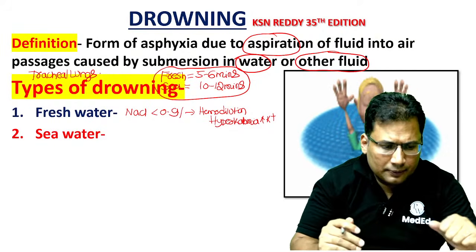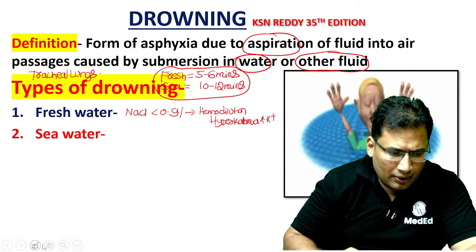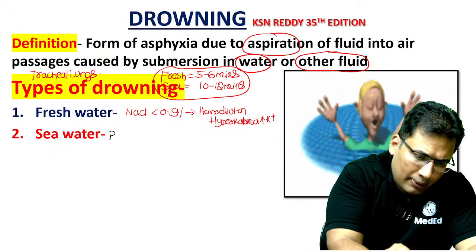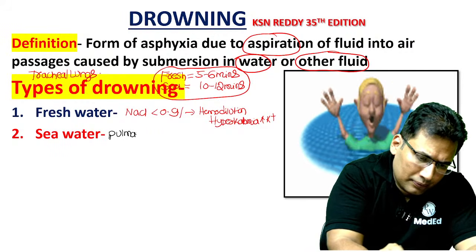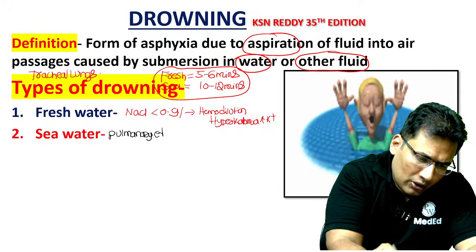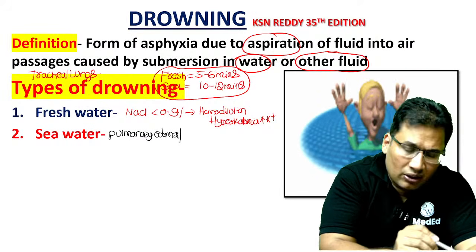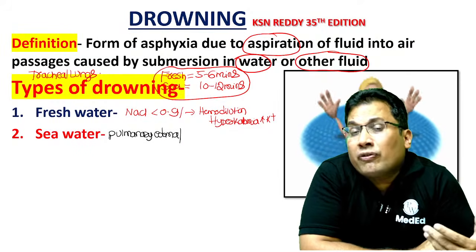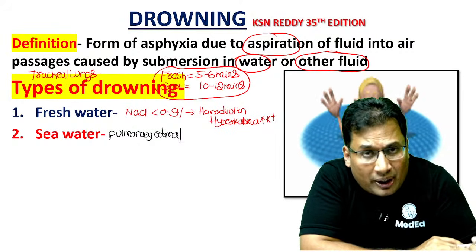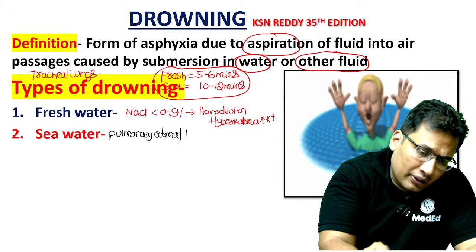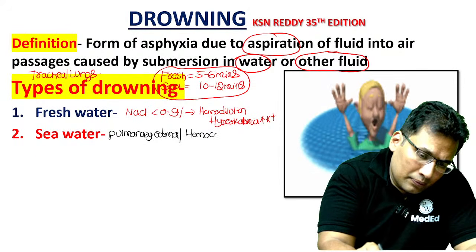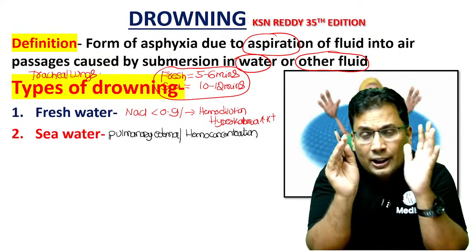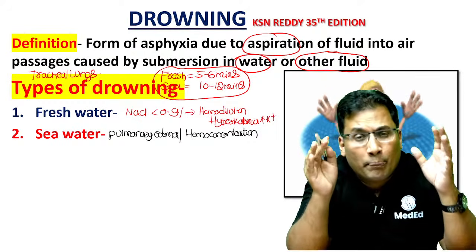Okay. Then, seawater drowning. In seawater drowning there will be pulmonary edema. Because of the high sodium and chloride content, it draws the water from the blood. It enters into the lungs and leads to pulmonary edema. It also leads to hemoconcentration. When there is hemoconcentration, that can lead to myocardial anoxia.